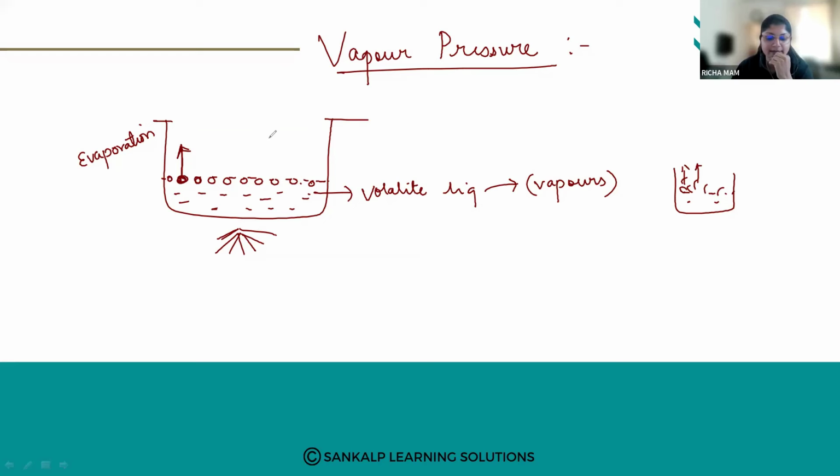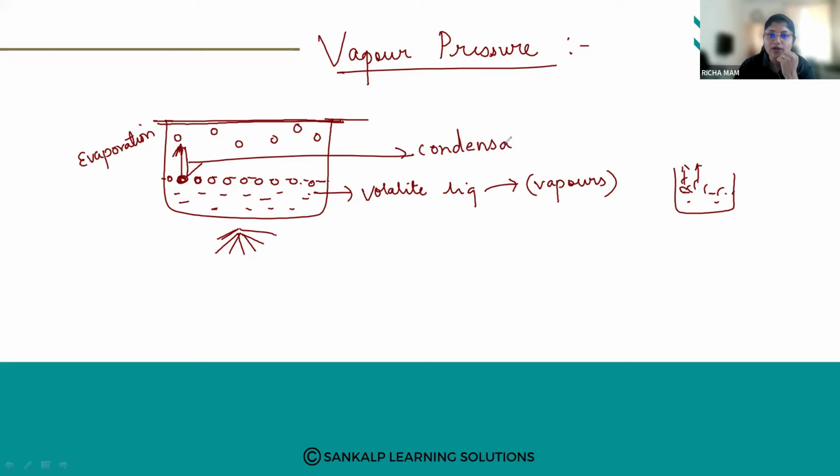Now at the same time, this is a closed vessel. It will start to evaporate. As it is a closed vessel, what will happen? The vapors will start to form. Now at the same time, what will happen? These vapors will condense back, right? So in this process, what is happening?